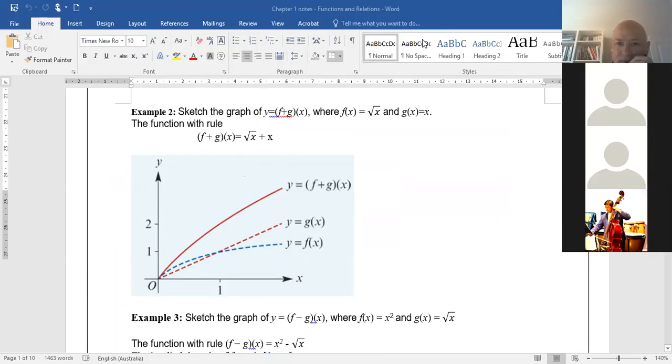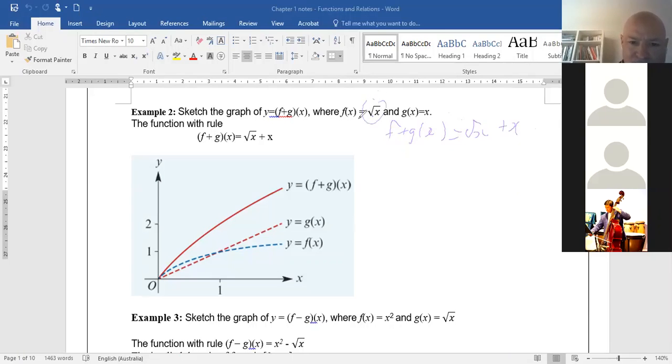Okay, example 2. It says sketch the graph of y equals f plus g of x, where f of x equals the square root of x, and g of x equals x. The function with the rule f plus g of x equals the square root of x plus x. We know that because if we add them together, we're going to get the square root of x plus x. Okay, but let's now do it by addition of ordinates.